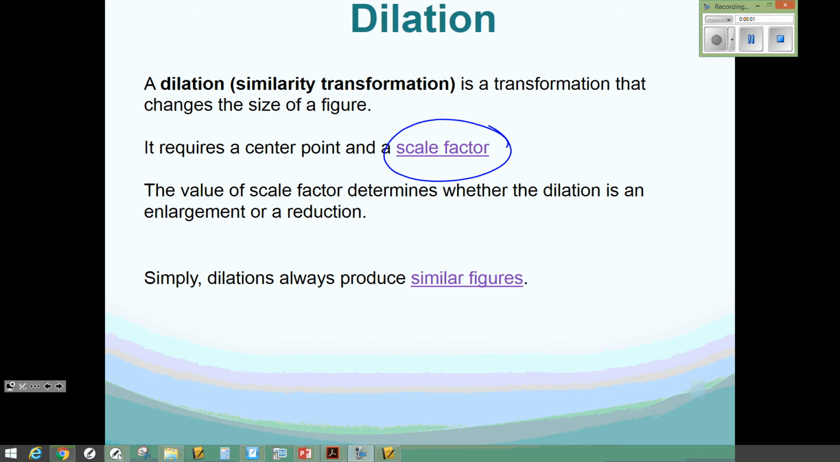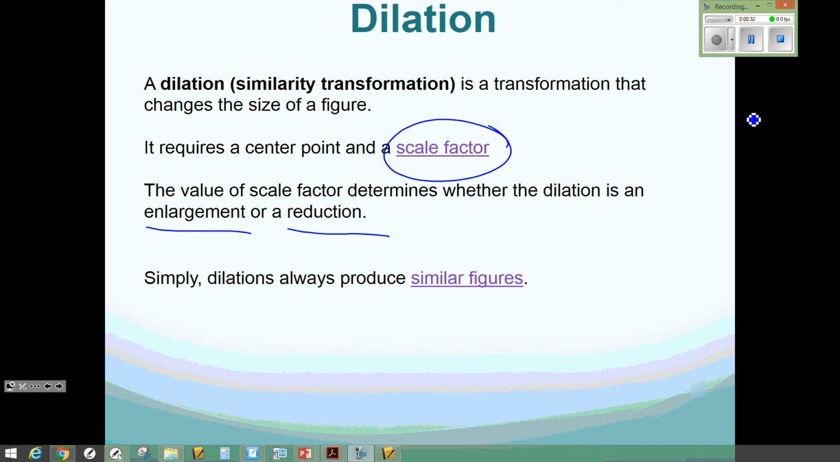So a scale factor is how much bigger or smaller something is. Now, the scale factor determines whether the dilation is an enlargement or a reduction. Yesterday, right before we ended, we talked about how dilations in another context are like the pupil, right? When the pupil gets smaller or bigger, that's dilating the shape. So when we talk about a dilation here, we're talking about enlargements or reductions.